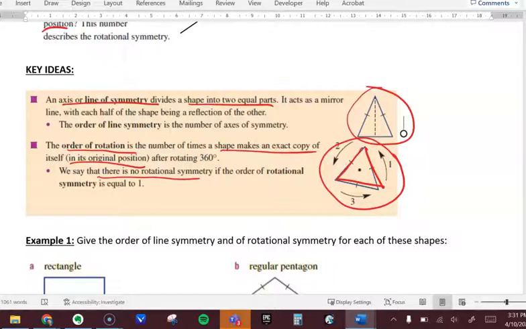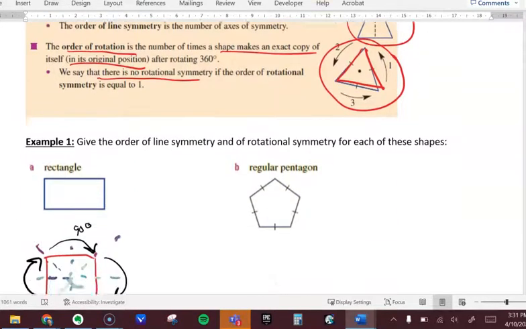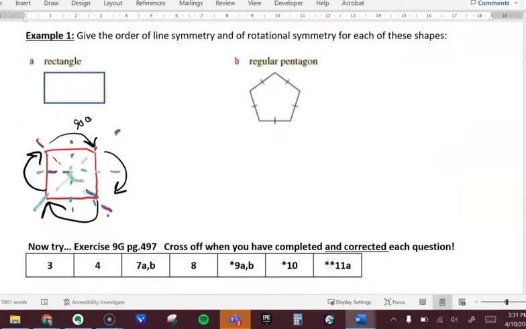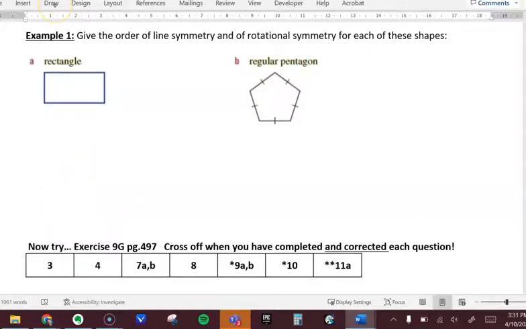So if I can flip any shape around 360 degrees, I'm going to get the same shape again. So let's look at a few examples down here. Let's get rid of our friend, the square, because we're done with him. All right, let's look at the rectangle.